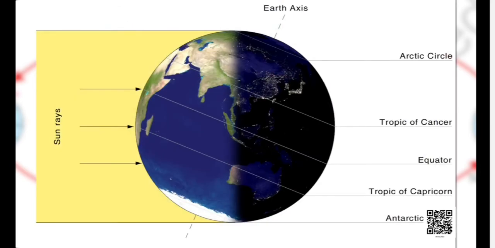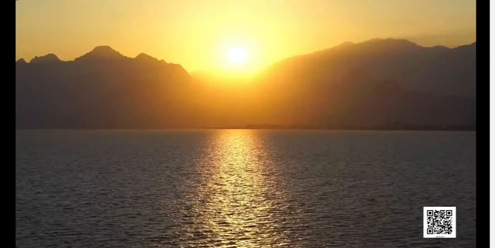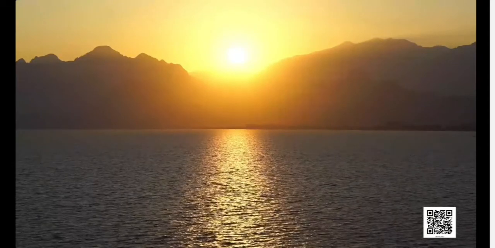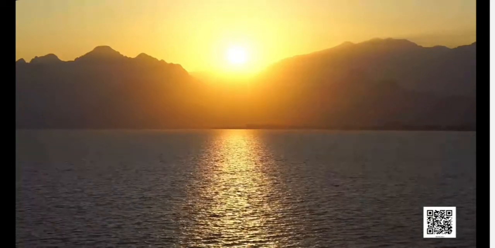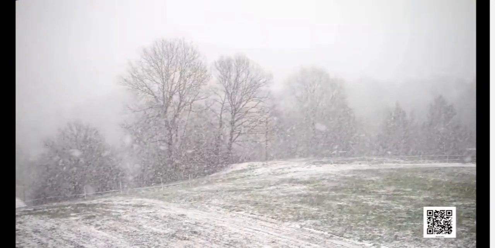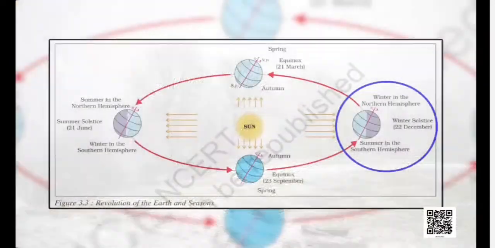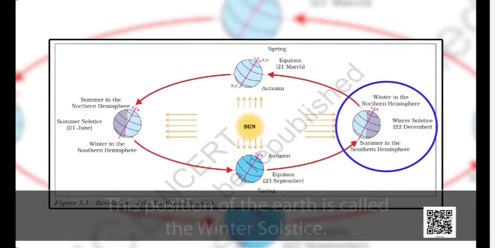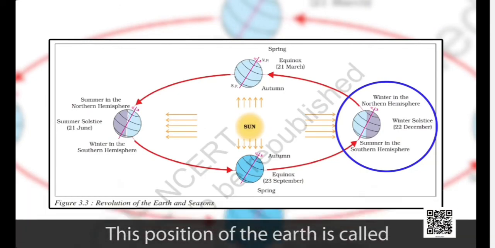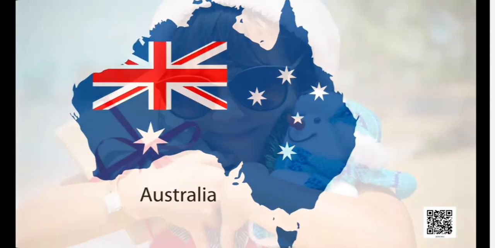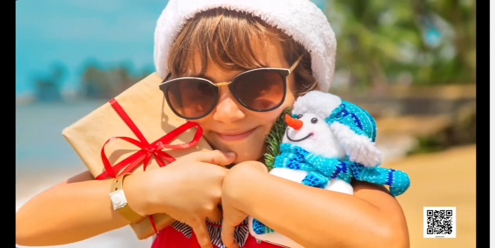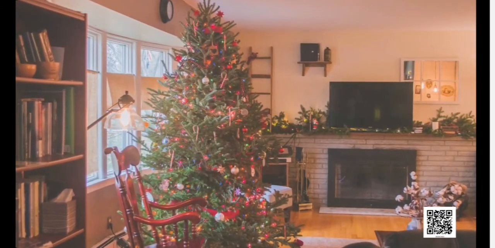As the Sun's rays fall vertically at the Tropic of Capricorn, 23.5 degrees south, a large portion of the southern hemisphere gets light. Therefore, it is summer in the southern hemisphere with longer days and shorter nights. The reverse happens in the northern hemisphere. This position of the Earth is called the winter solstice. Do you know that Christmas is celebrated in Australia in the summer season?